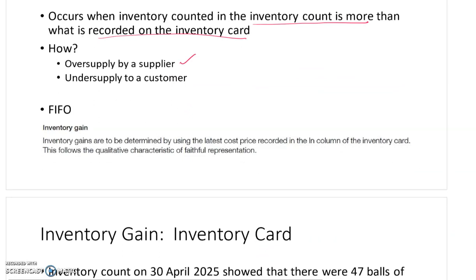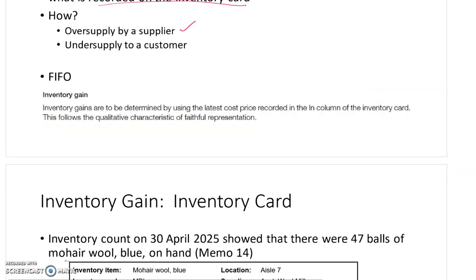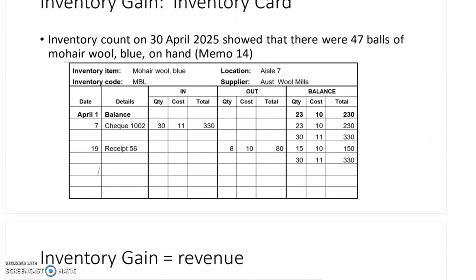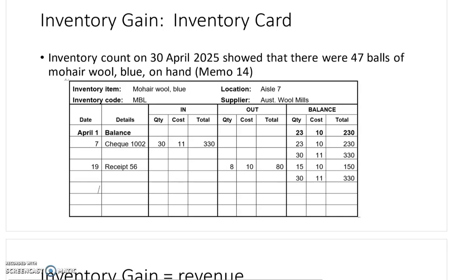A little note here about what cost price we use: FIFO. It's the latest cost price recorded in the in column of the inventory card, and I'll show you that at work right now. So here we have an inventory card with the inventory count being performed.